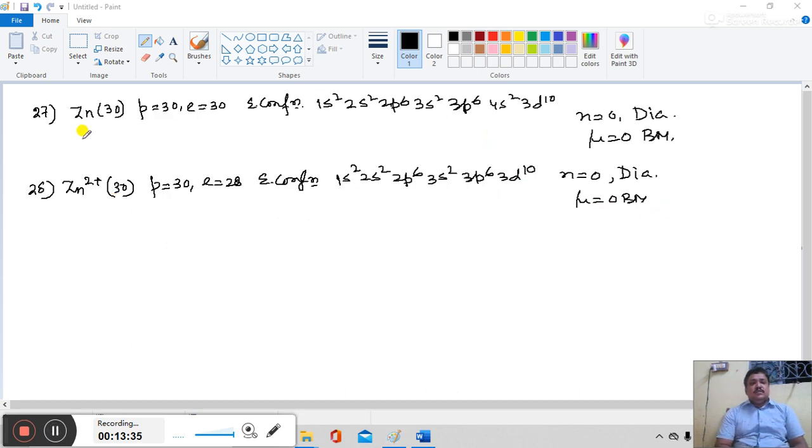The last one is zinc, having atomic number 30. Its configuration is 1s2 2s2 2p6 3s2 3p6 4s2 3d10, diamagnetic, mu 0, and when zinc releases its 2 electrons to form Zn2+ cation, it becomes 3d10.